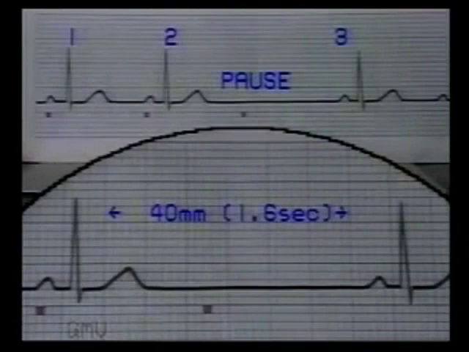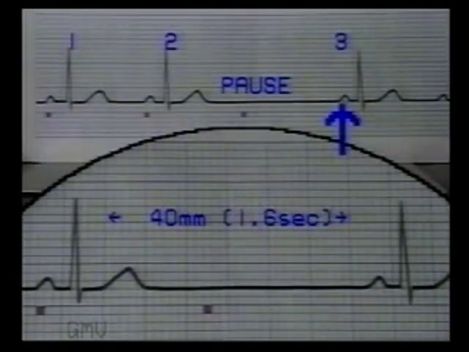In this tracing, once again we see a pause following a normal beat number 2. Now measure the RR interval, and it is 40 millimeters or 1.6 seconds. If the sinus pause is longer than 1.5 seconds, then it is termed as sinus arrest. This is sinus arrest. When sinus arrest occurs, the SA node may recover and resume the function again, as has occurred in this case after 1.6 seconds. Or if it doesn't, then some lower ectopic focus will fire an impulse and stimulate the heart.